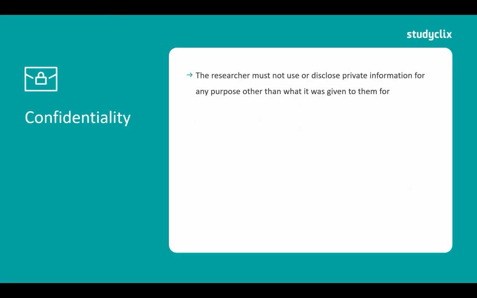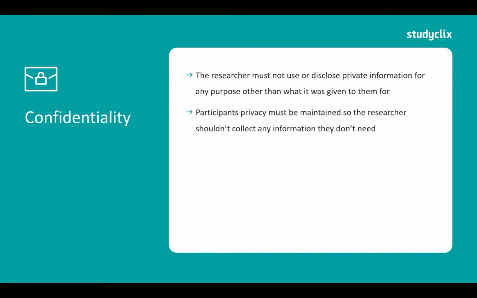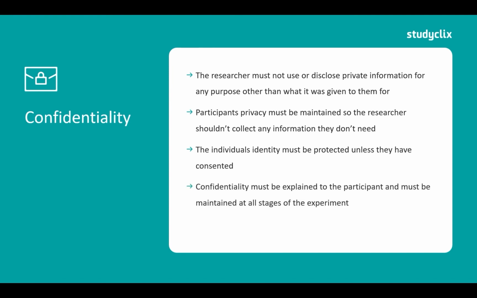Next, let's have a look at confidentiality. So the researcher must not use or disclose private information for any purpose other than what it was given to them for. Participants must have privacy, so the researcher shouldn't collect any information they don't need. If their favourite colour isn't relevant to your study, don't ask it. The individual's identity must be protected unless they have consented to provide this to a third party. Confidentiality must be explained to the participant and must be maintained at all stages of the experiment. The participant must understand what you're going to do with their information and how you're going to keep it safe.